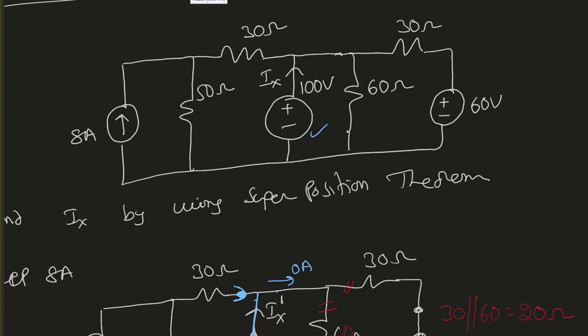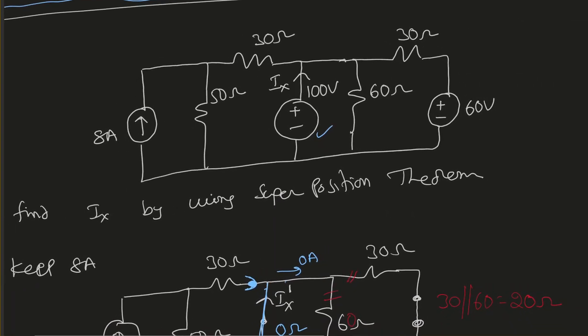In this video, we're going to solve an example based on the superposition theorem. So here is the given question. There are three independent sources, and we're asked to find Ix by using the superposition theorem. Ix is the current supplied by the 100-volt source.